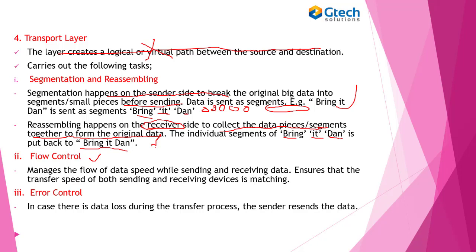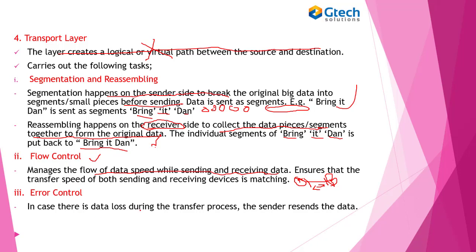The second functionality of the transport layer is flow control. In flow control, the transport layer manages the speed of data flow while sending and receiving data. It ensures that the transfer speed of both sending and receiving devices is matching. For example, device A is sending data to device B, so the transfer speed here must match the receiving speed at this point.